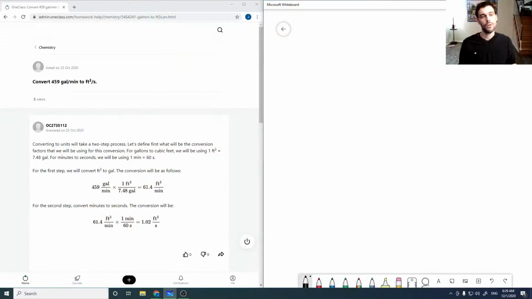I'm going to run through a few undergraduate, high school level chemistry questions. So for the first one, we have a unit conversion question. It just wants 459 gallons per minute turned to feet cubed per second.